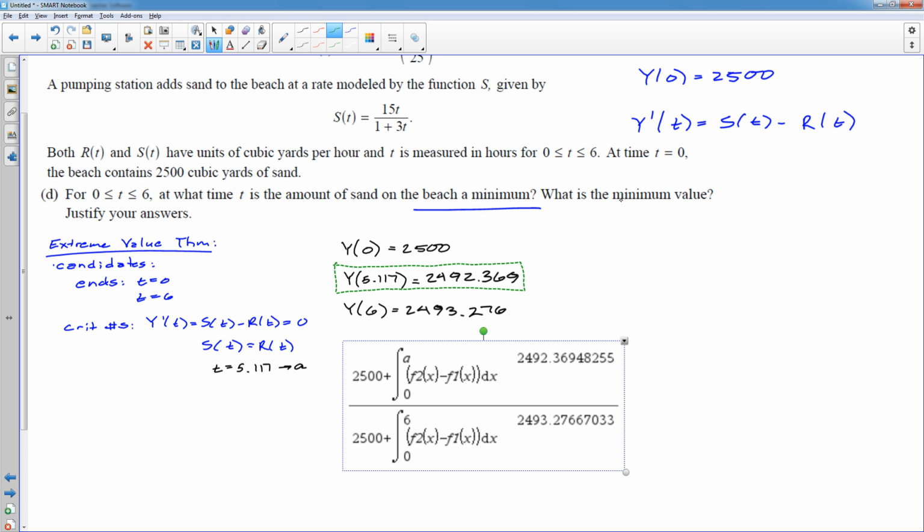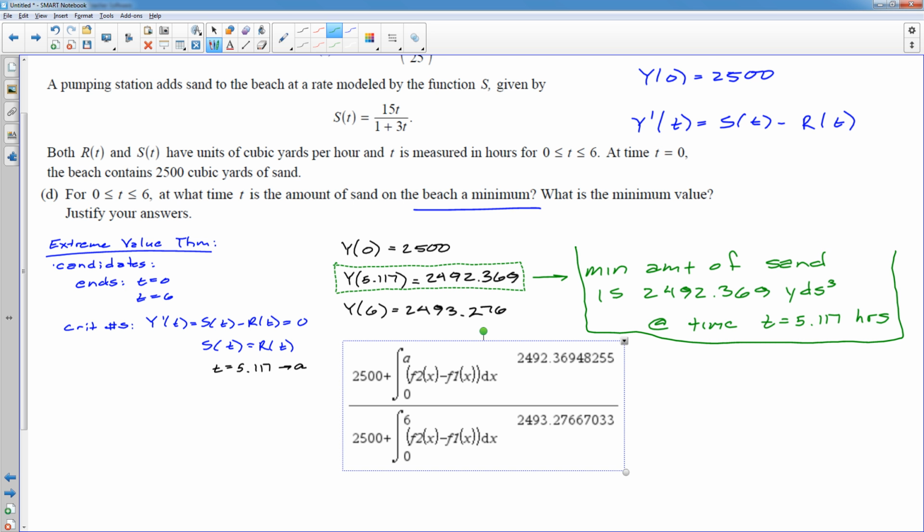It does also ask you what the minimum value is. So in this case, the minimum amount of sand is 2,492.369. Always include proper units, yards cubed, at time t equals 5.117 hours. Always make sure you include units. So there's our answer.